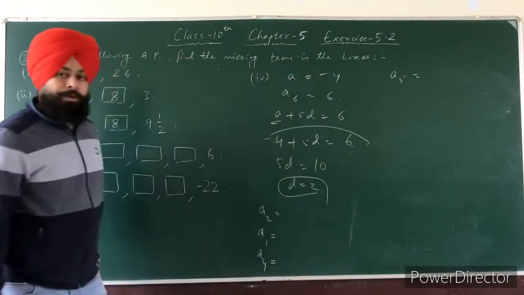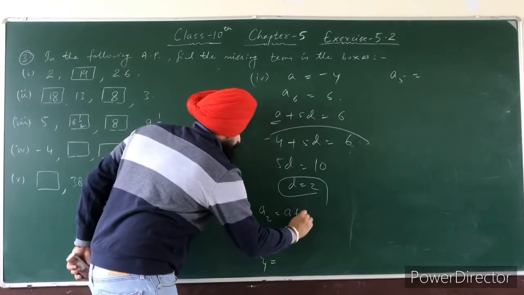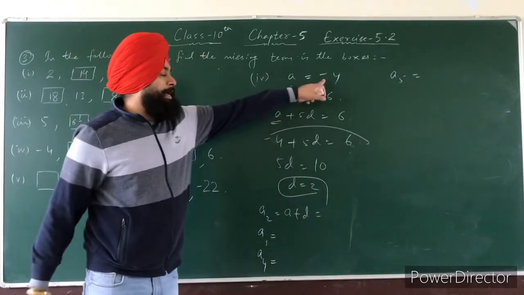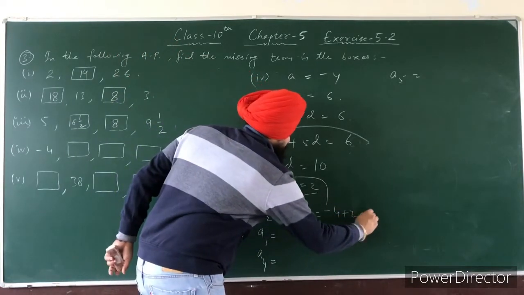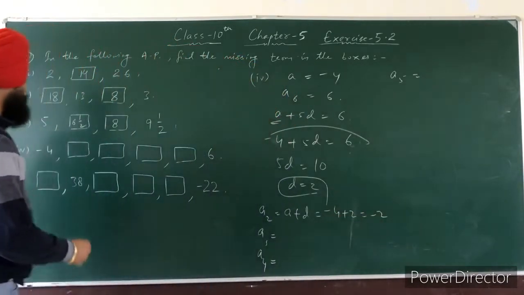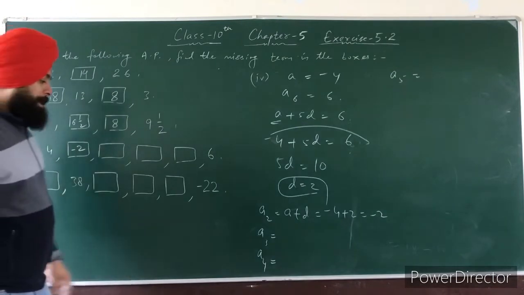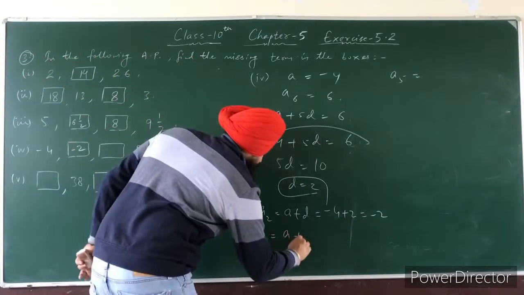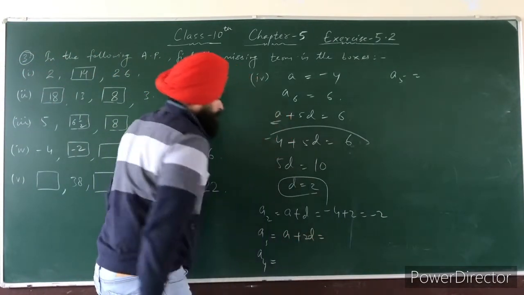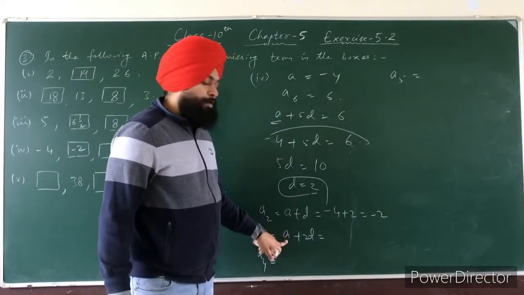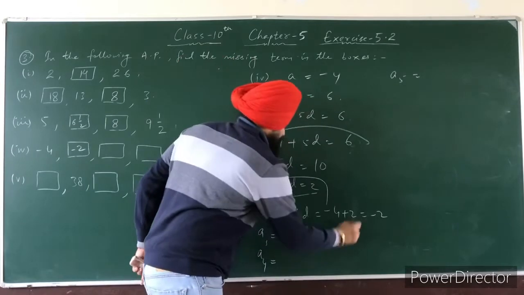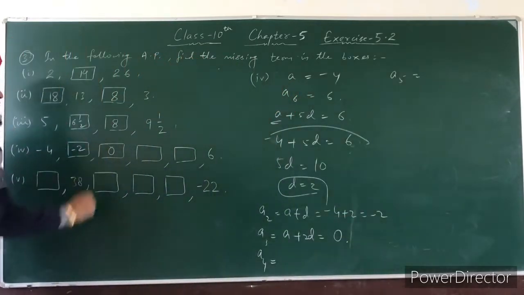So what is A2? A2 is A plus D. What is A? A is -4 and D is 2. So -4 plus 2 is how much? It is -2. So right here is -2. Next is A3. A3 is how much? A plus 2D. So D is here 2. 2 2s are 4 and 4 minus 4 is 0. So the next third term is 0 here.